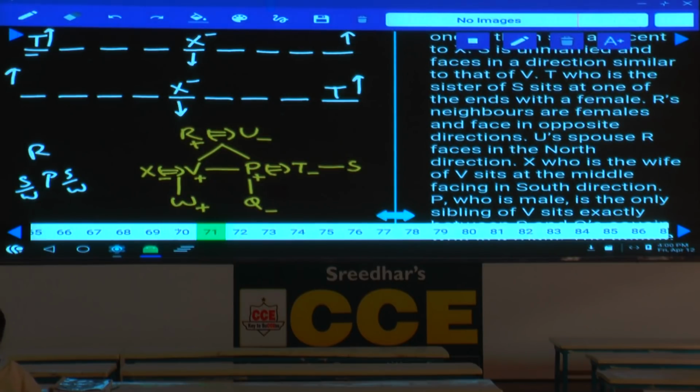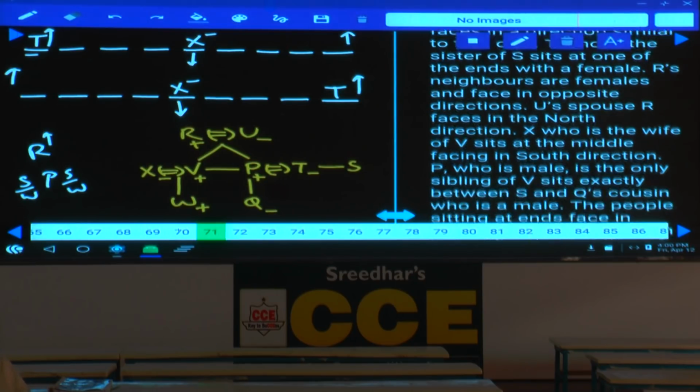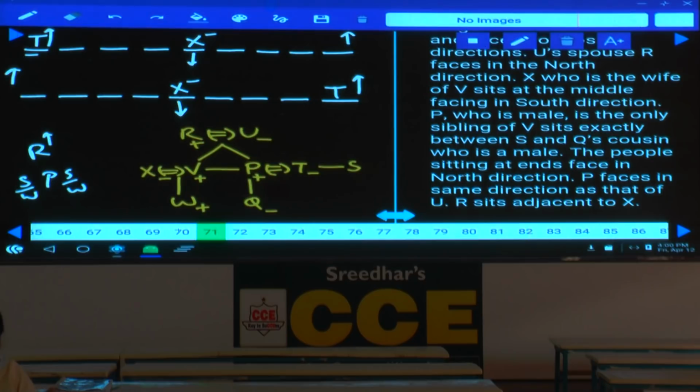Now R is facing towards north, isn't it? U's spouse is R, who faces in the north direction. X is the wife of V and sits in the middle facing south. P is a male, the only sibling of V, and sits exactly between S and W. The people sitting at the ends face north.